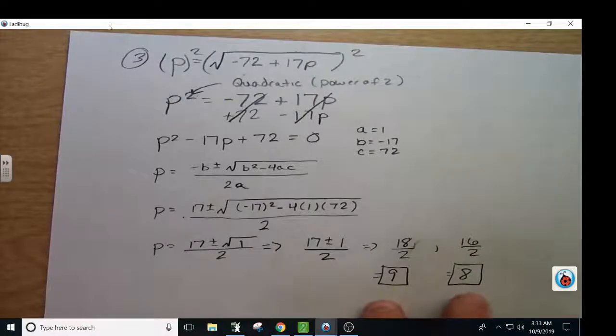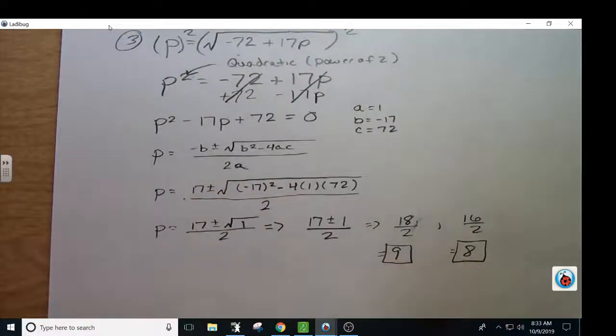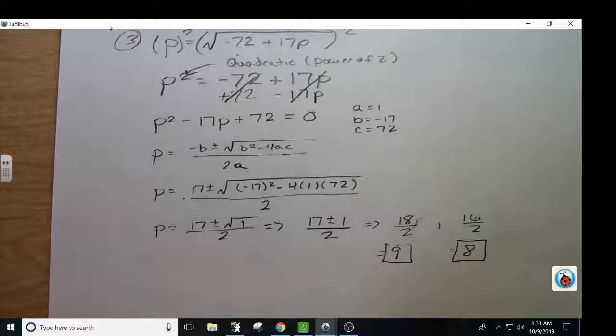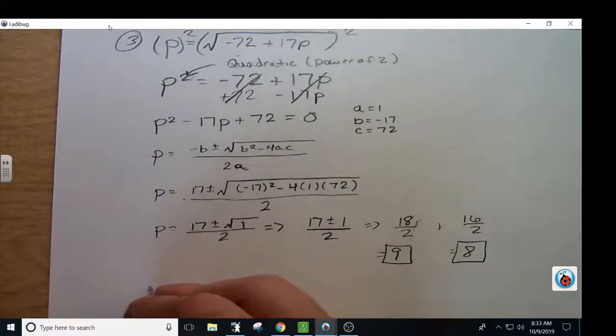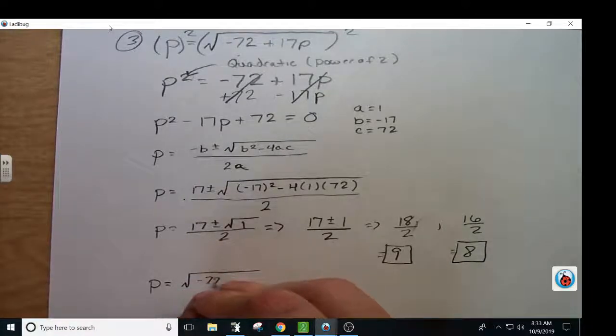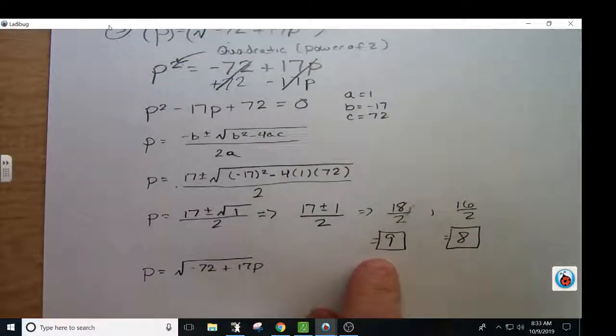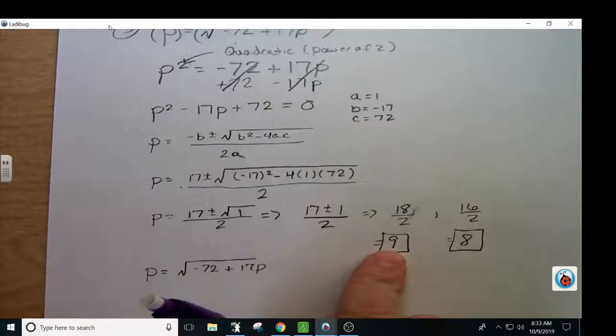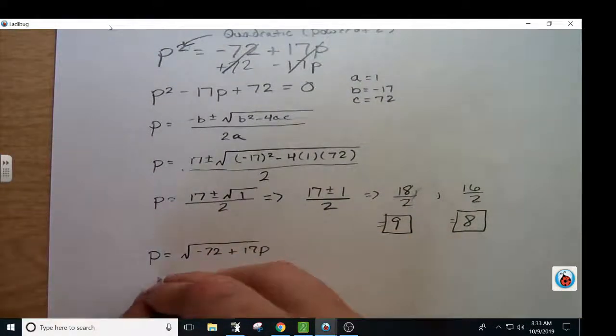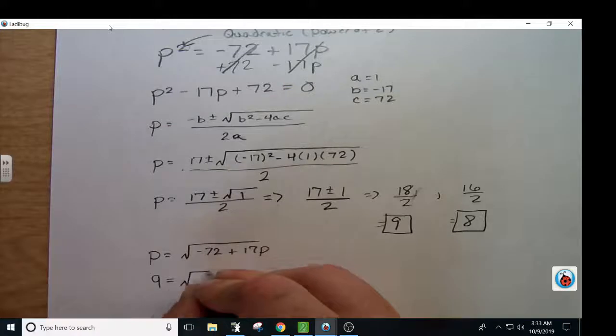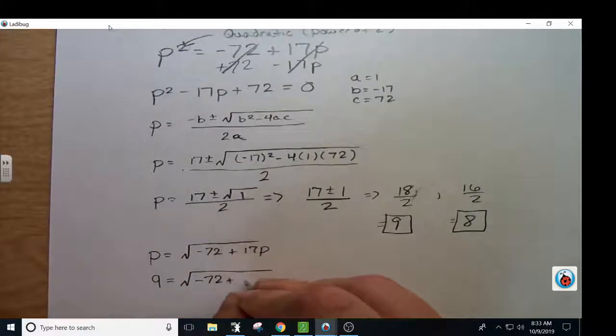So now, guys, this is a lot of work, but I got to show you something when it comes to these square roots. I mean, quadratic ones like this. All right. If you go back to your original equation, p equals the square root of negative 72 plus 17p. You need to plug these in and see if it works. Okay, so I'm going to try this one first. That's 9 equals the square root of negative 72 plus 17 times 9.